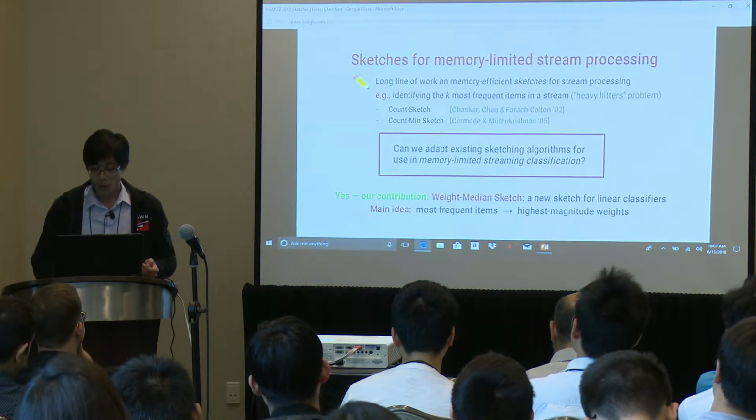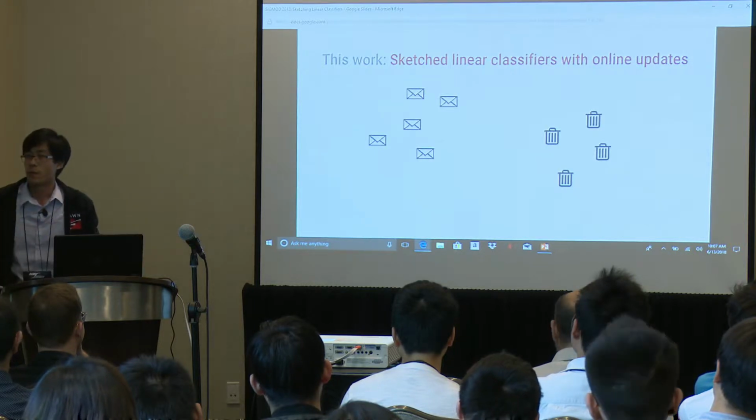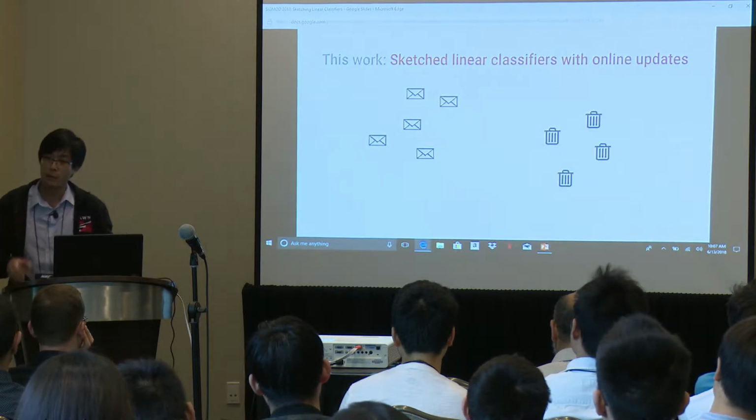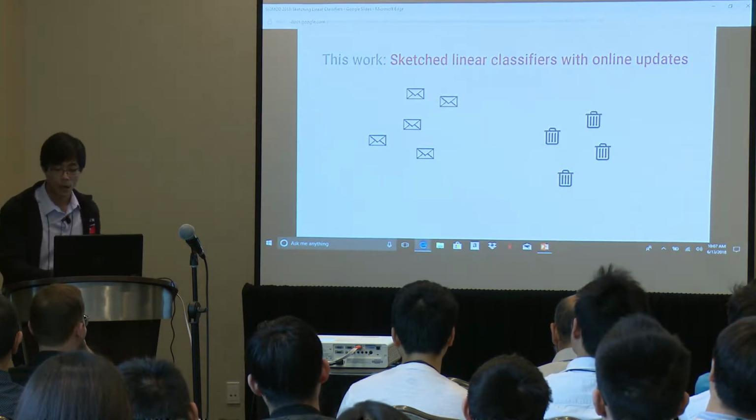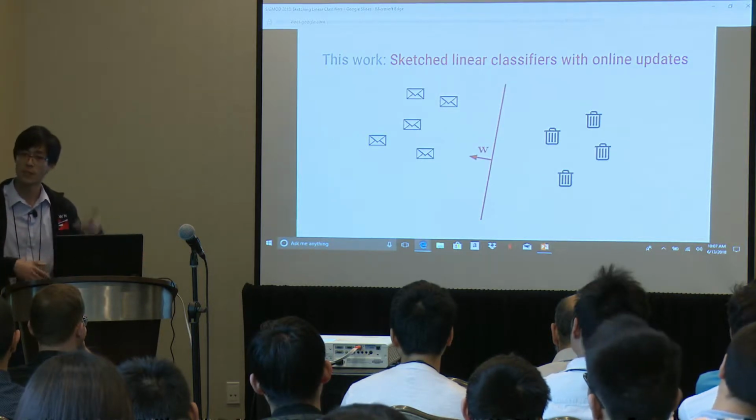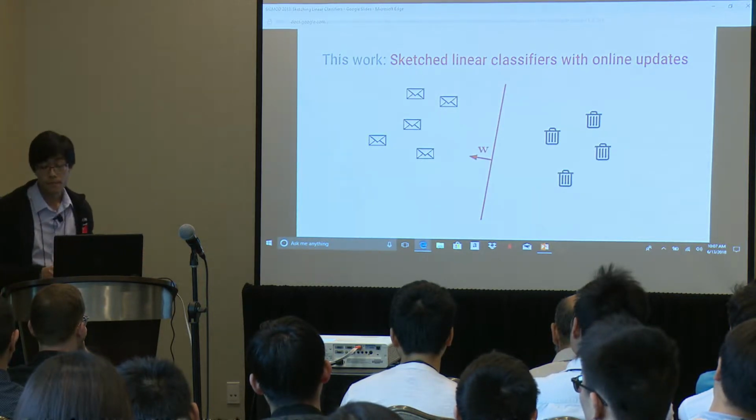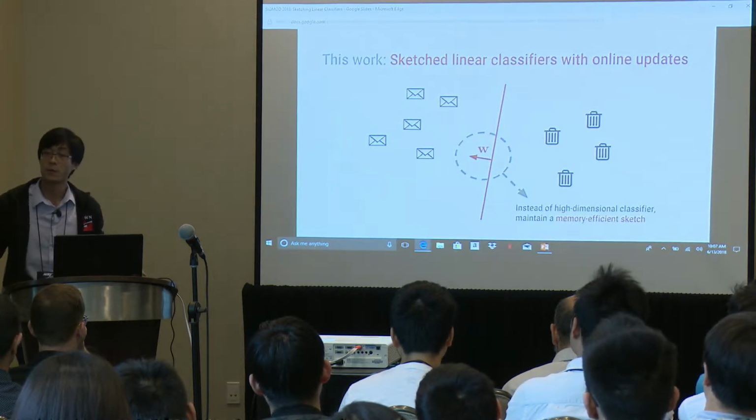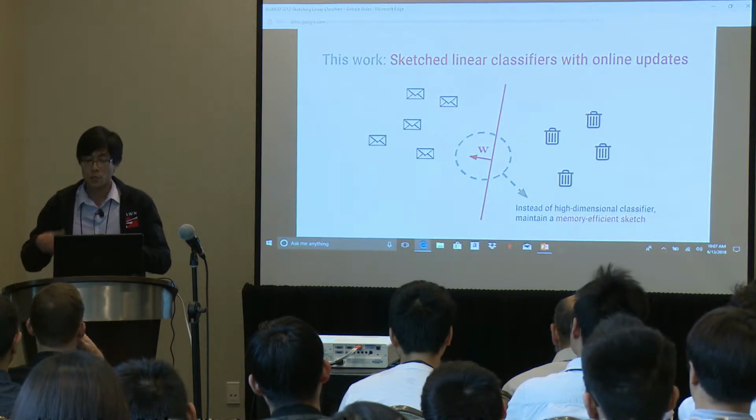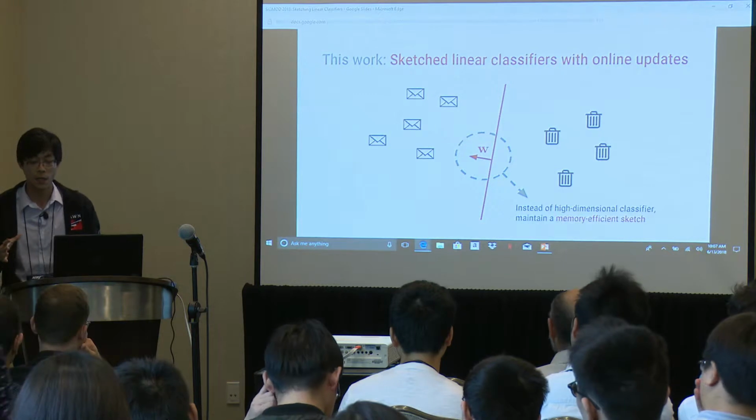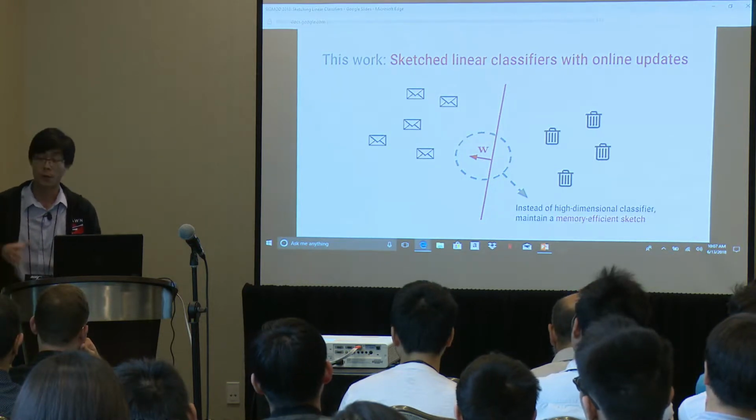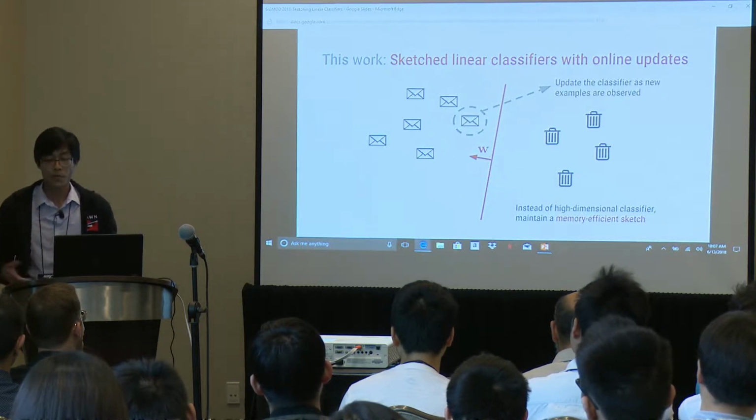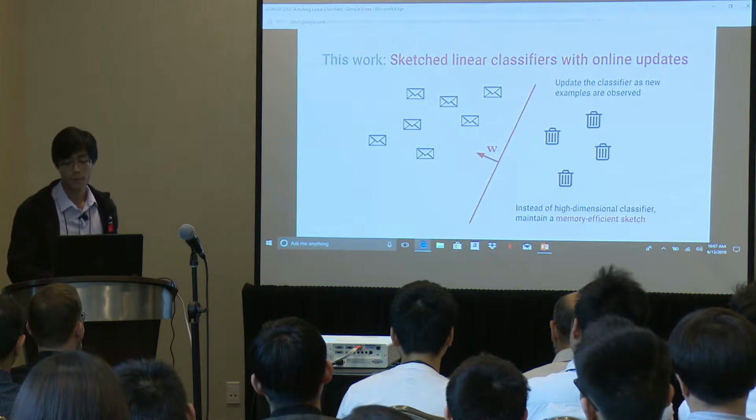Okay, so more concretely, we can draw this cartoon picture of what our sketch actually does. As before, we have this binary classification problem with two classes, and we want to learn this classifier W that separates class A from class B. But instead of maintaining this high-dimensional vector W, which is potentially too costly in terms of memory, we instead maintain a memory-efficient sketch, or a surrogate, for this classifier. And as we observe new examples, we incrementally update the sketch, like so, and so on.